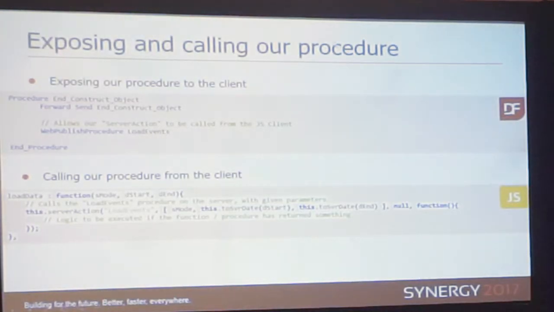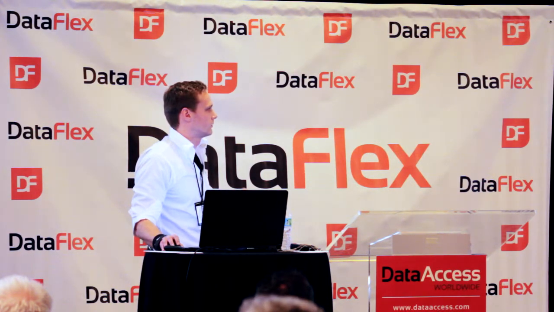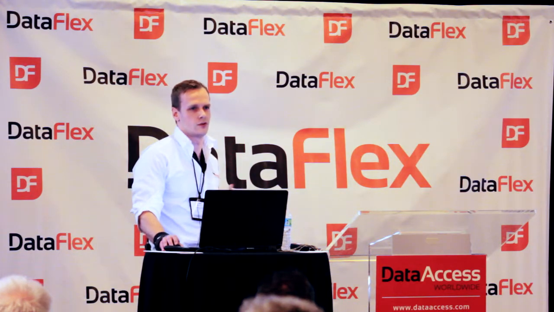So to expose our server action to the client, we use web publish procedure, and we're publishing load events. And I like to do this in nConstruct object because nConstruct object pretty much always gets called on. Now, to call our procedure from the client, I've created a JavaScript function called load data. And when load data gets called, it'll execute this .server action. And it'll tell the server that we want to call on load events, so that procedure that we just created. And we'll pass along a mode, a start date, and an end date. Now, we get to wait for something to return and execute some logic here, but we'll be handling the events that get returned in a different way.